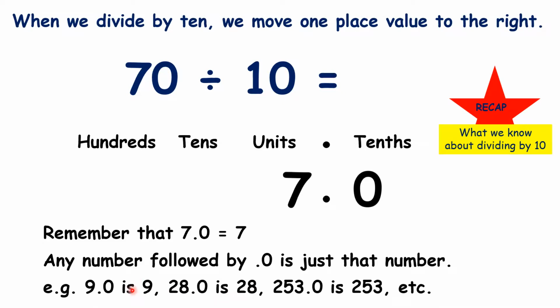So 9.0 is just 9, 28.0 is 28, 253.0 is just 253, and so on. So for 70 divided by 10, we would usually just write 7.